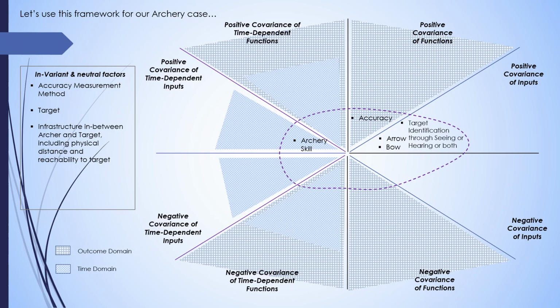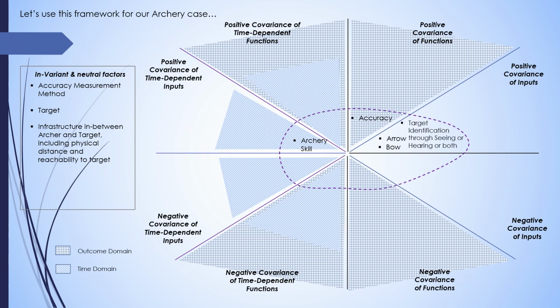Next, consider something less physical but equally important: target identification capability. The archer must be able to identify the target through sight, sound, or both, and the target must be reachable within the given conditions. The clearer the identification, the higher the chance of success. These two are inputs that positively influence the scenario, so they are placed in the positive covariance of input zone as well. Now let's shift to the outcome.